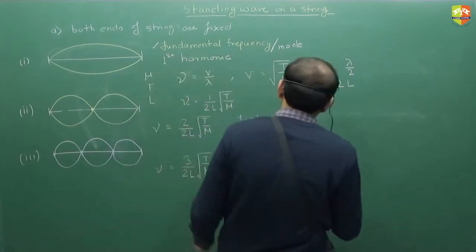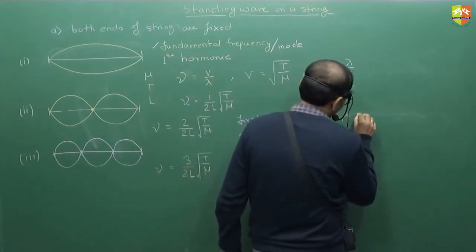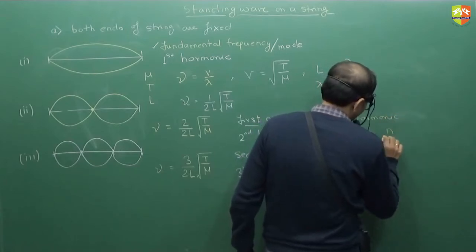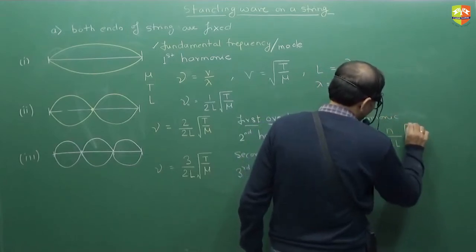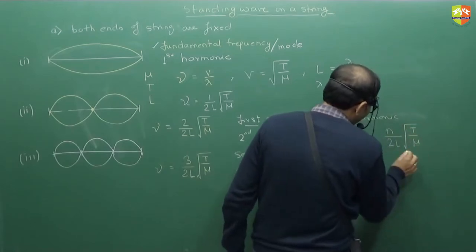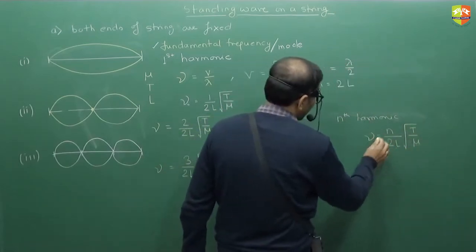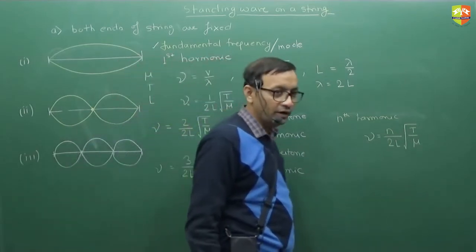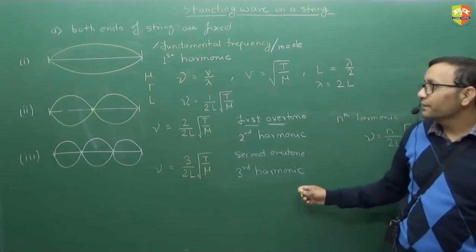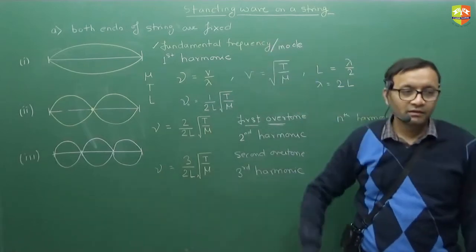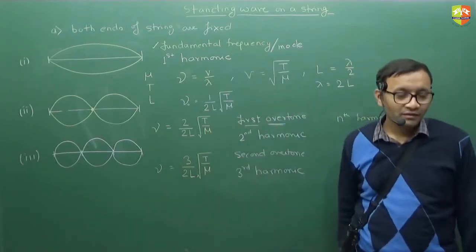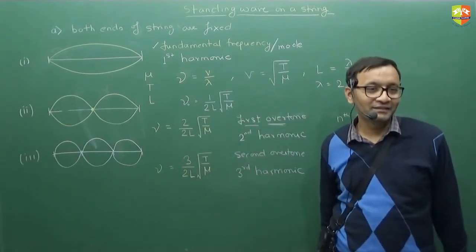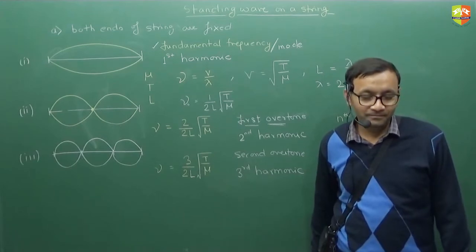Now, in this sequence, can you tell me the nth harmonic? n by 2L. What will be its common name? This n frequency, minus one, the n minus 1th overtone. So these are the situations when both ends of the string are fixed.